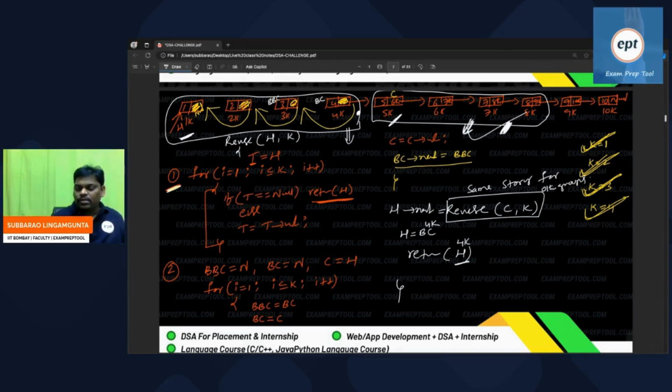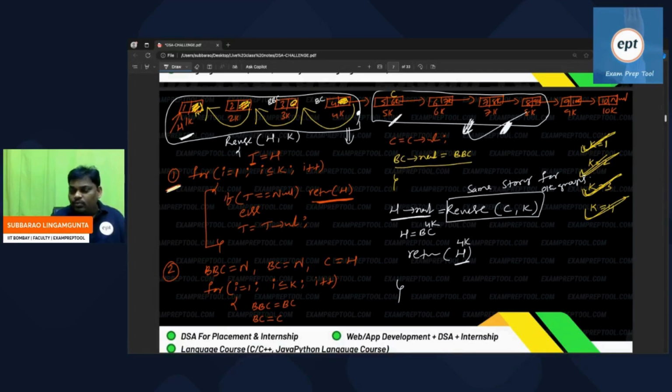Same story for other groups. So how are the linkings? The first group's last person will be linked to the second group's first person. I think the first group's last person is H, whose next is equal to the reverse function call, which will return the second group's first person, so they both will link.